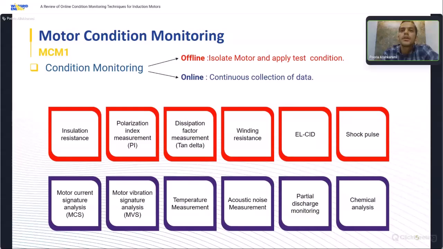The fault can be diagnosed by sampling various signals such as current, vibration, temperature, or oil samples, whatever you can see here. Each method has its own advantages and disadvantages. For example, you can measure the condition of the motor continuously, but no single method can detect all motor faults. It is the combination of these methods that can provide a full inspection of the motor and its condition.